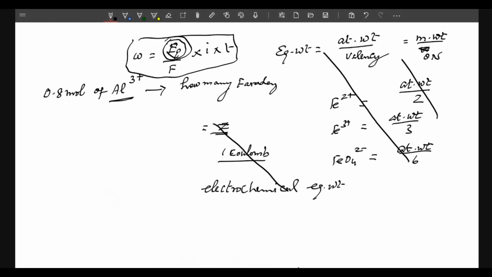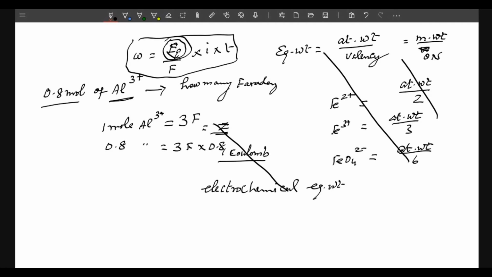For 1 mole of Al3+, how many Faraday of electricity is required? Using the oxidation number, 3 Faraday of electricity is used. So 0.8 mole of aluminium 3+ requires 3 F into 0.8. This can be shortly given, but this type of problem would not be asked because this is a basic problem, except in the NEET examination.